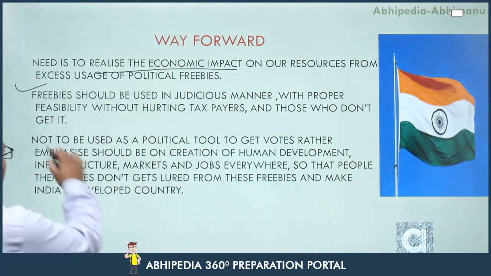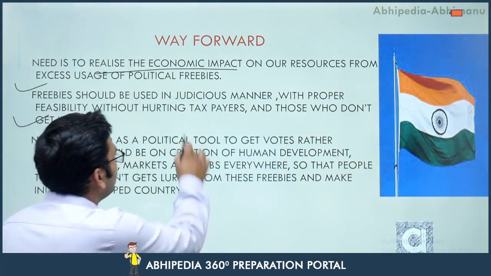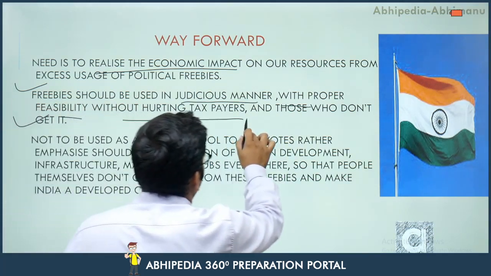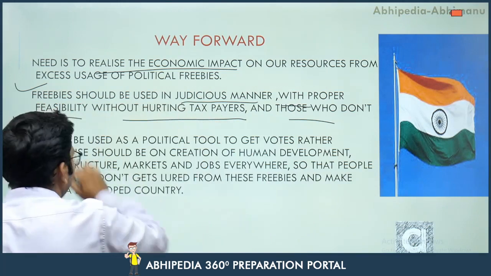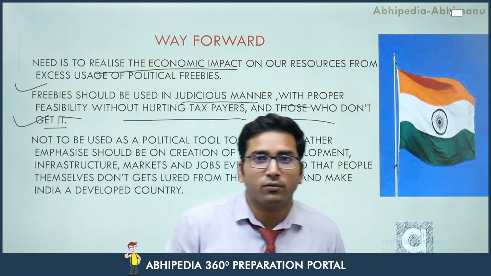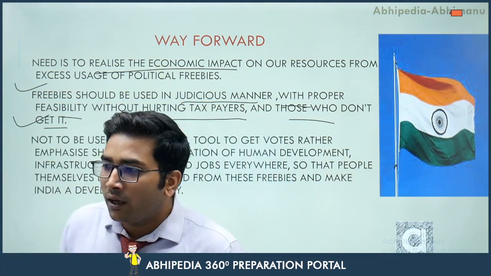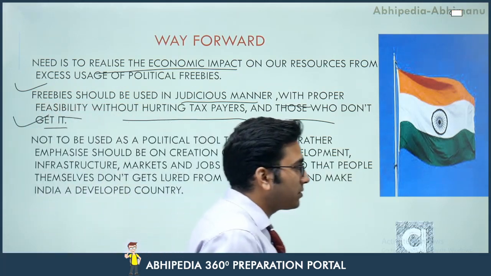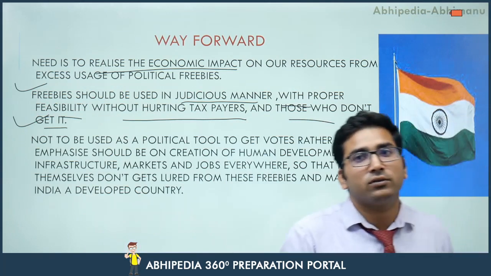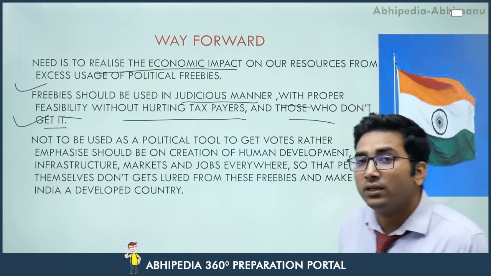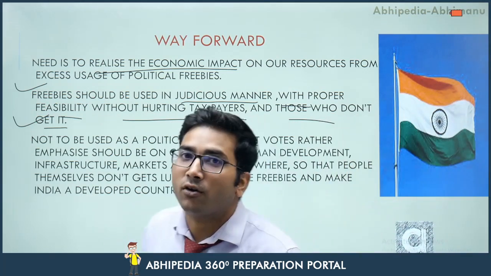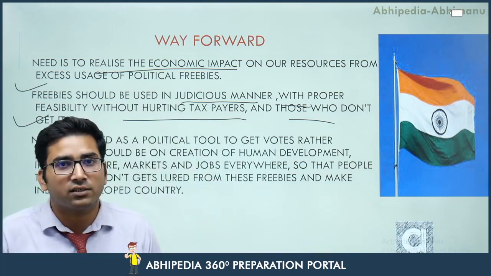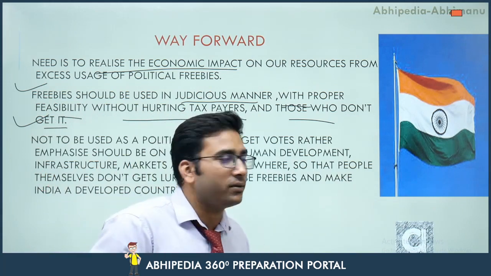Second, freebies should be used in a judicious manner with proper feasibility without hurting taxpayers and those who don't get it, right? So as I just mentioned, in the women's commuting example, the decisions of giving subsidies should be based not on gender, not on age, rather on economic principles or social circumstances, to provide real justice to the people, right?